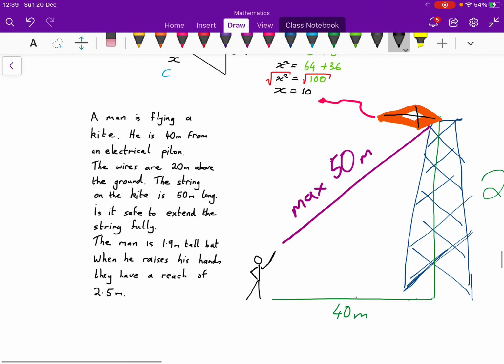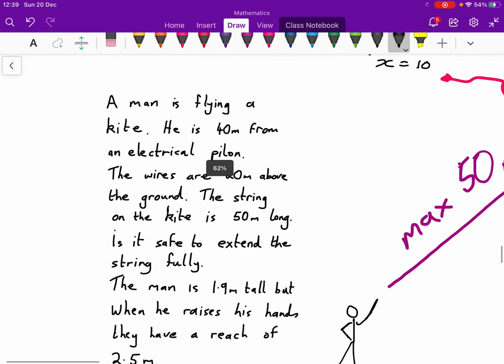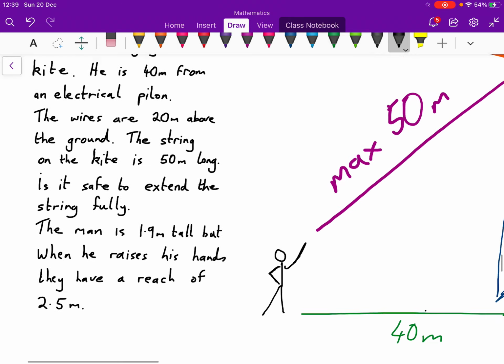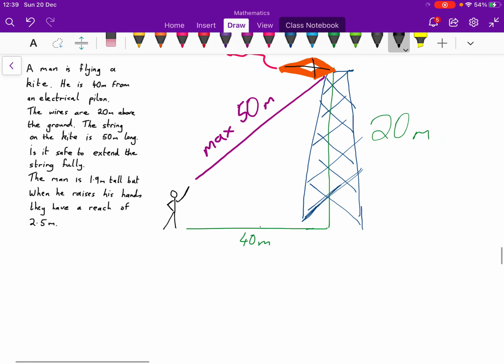So we have this little diagram here. We've got a pylon and a guy flying a kite. That's the idea. Okay, let's read what it says. A man is flying a kite. He's 40 meters from an electrical pylon. The wires are 20 meters above the ground. The string on the kite that he's flying is 50 meters long. Is it safe to extend the string fully? The man is 1.9 meters tall, but when he raises his hands, they have a reach of 2.5 meters. Okay, so 2.5 meters. Let's see if this is safe.